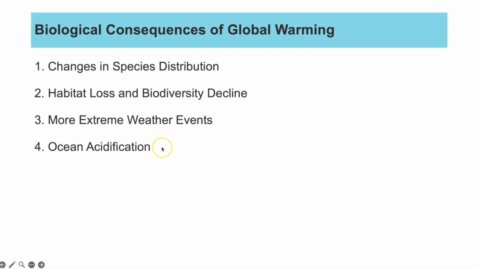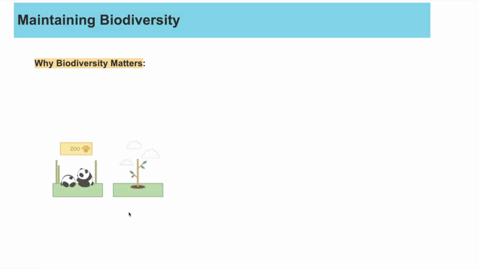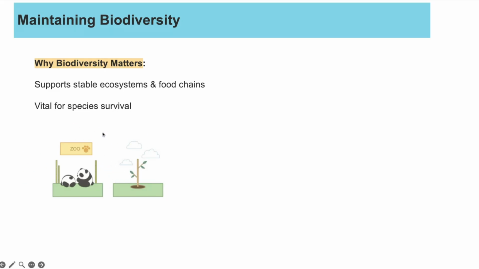Global warming doesn't just mean the Earth is getting hotter. We also see that the ocean is becoming more acidic as well because those gases are acidic when they dissolve in water. And all of this has impacts on the food chain as well. So trying to maintain biodiversity, the reason this matters is we want to have stable ecosystems and food chains for all organisms, but also it's vital for human survival as well.